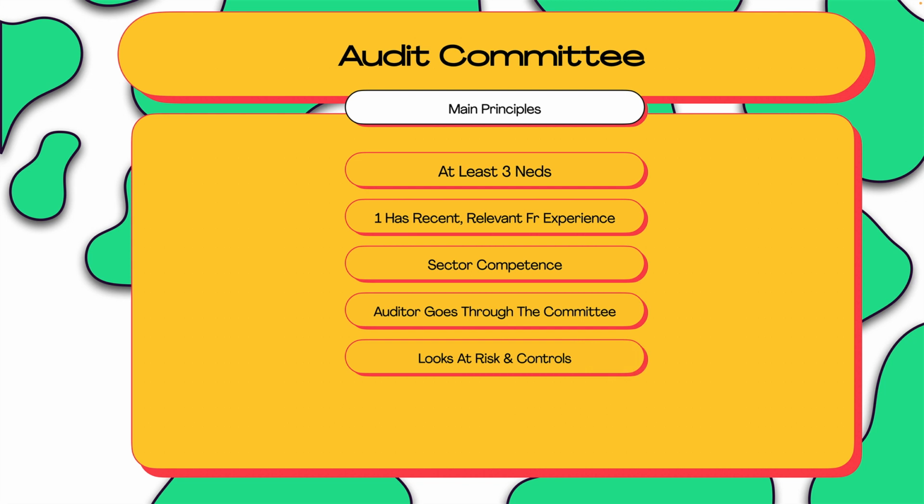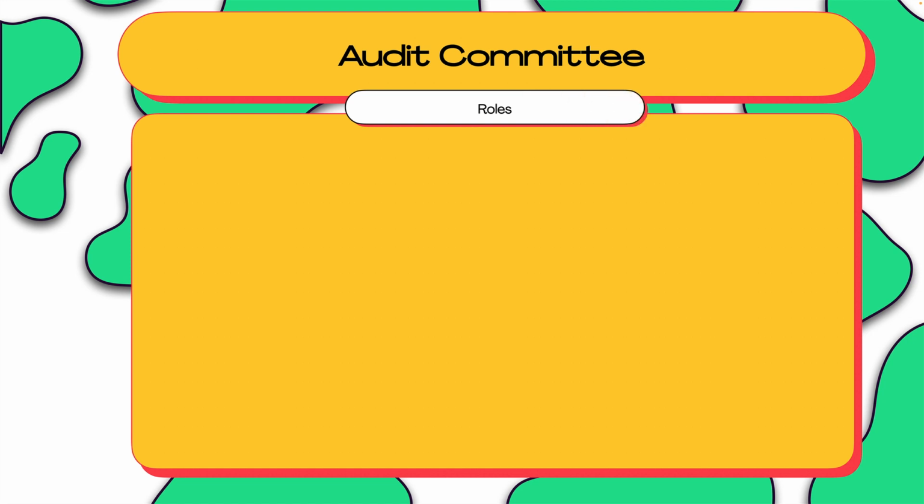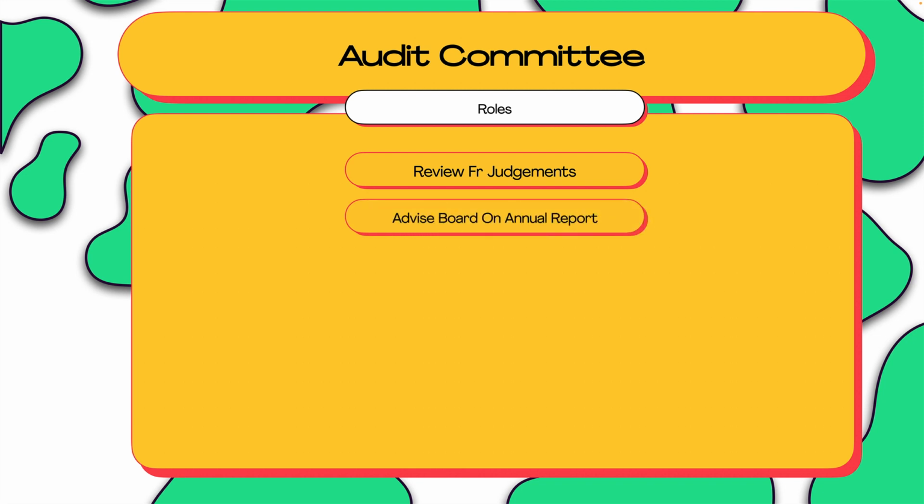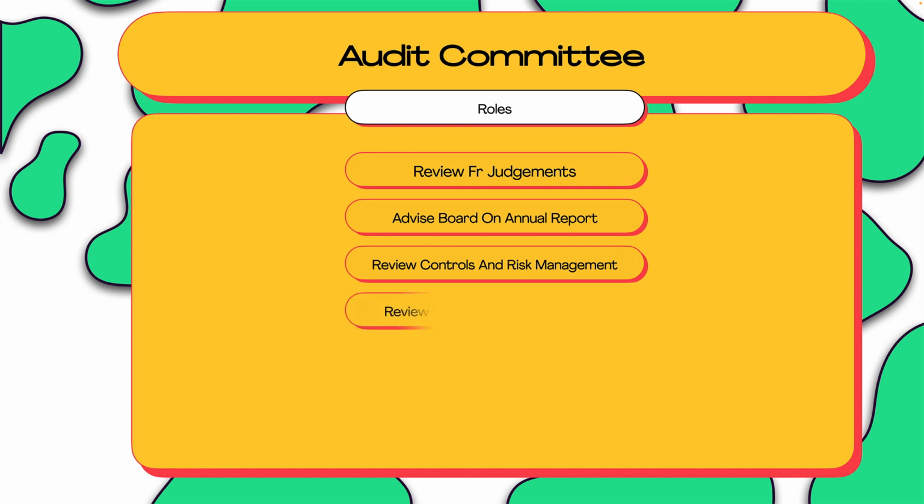They also look at risks and controls, which brings us nicely to, well, what are the roles of the Audit Committee? Well, they will review financial reporting judgments in the accounts. They will advise the board on the annual report's fairness and its accuracy. It will review controls and risk management. So we're talking about internal controls here and risk management policies that we've got that may affect the accounts.